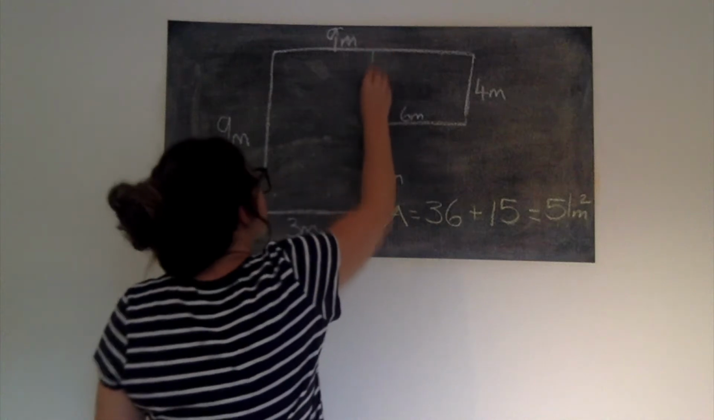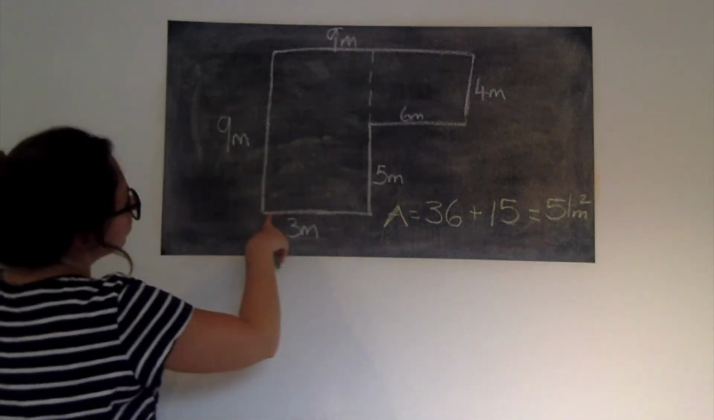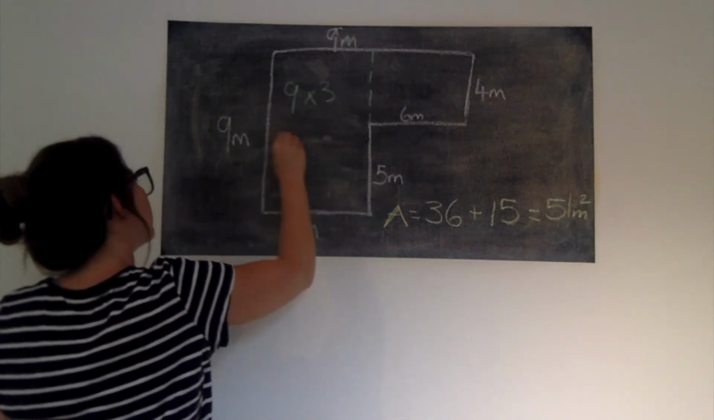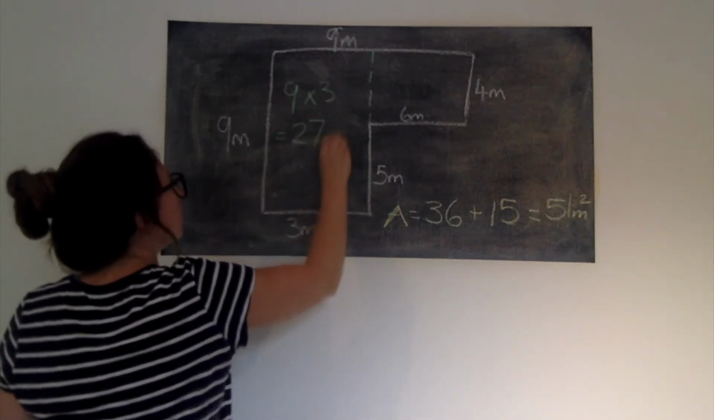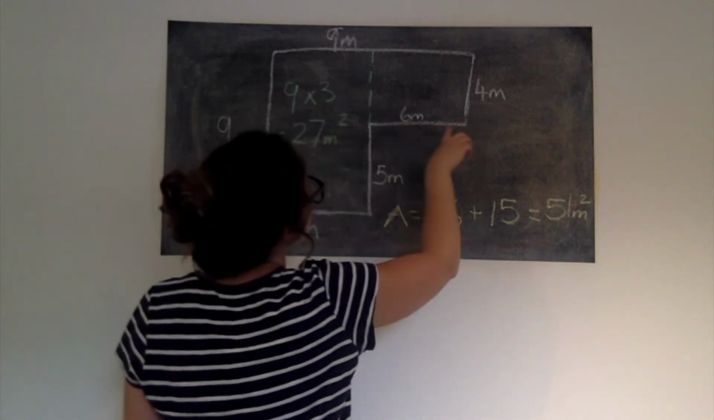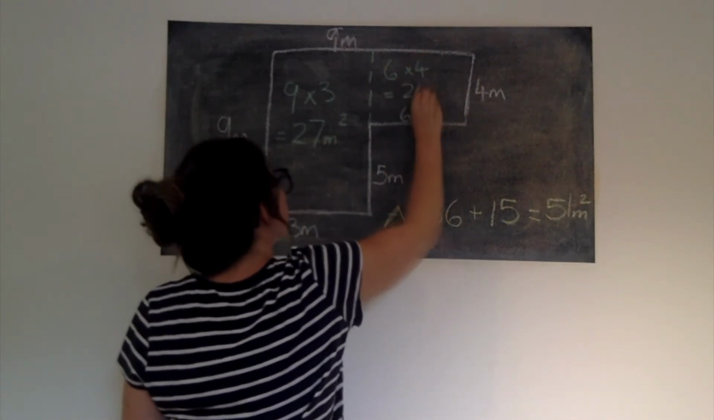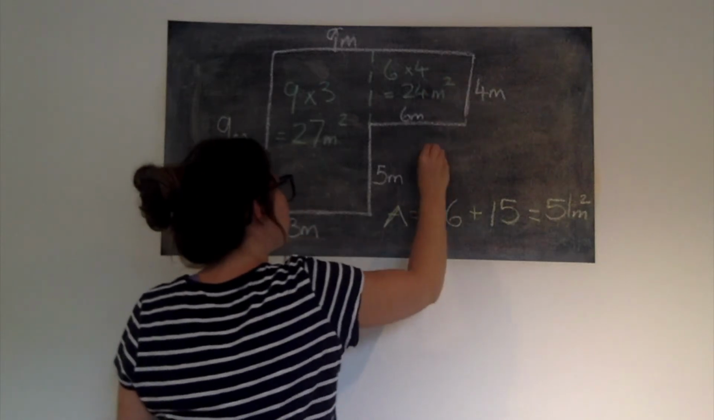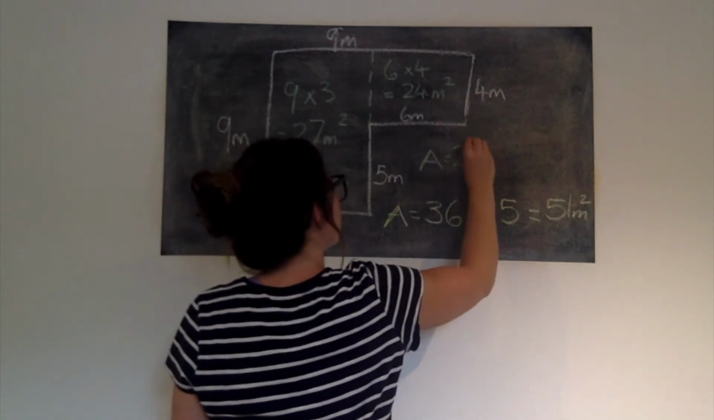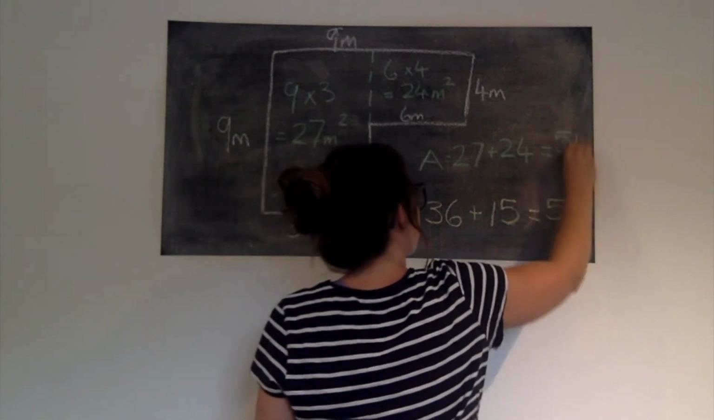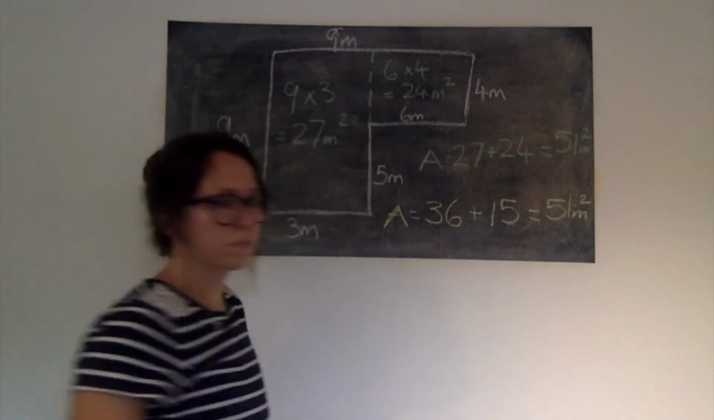Here's the same compound shape but split in 2 different ways. So first of all, there's our new line, and for this rectangle we've done 9 times by 3 to find the area, which is 27 metres squared. Then the next rectangle we do 6 times by 4, which is 24. Then we add both of those areas together and we get the same answer of 51 metres squared. So don't worry if you've done it a different way. There is also a third way to do it, to split it into 3 shapes.